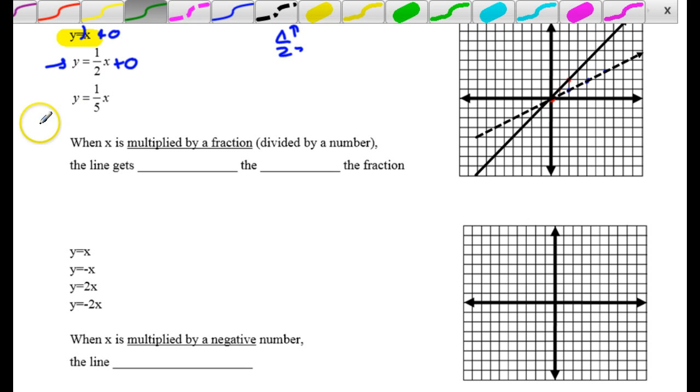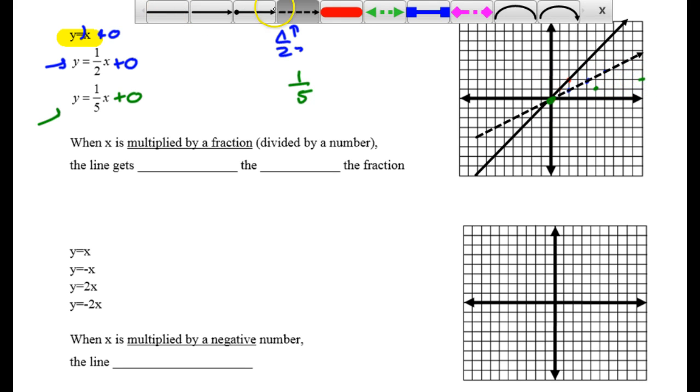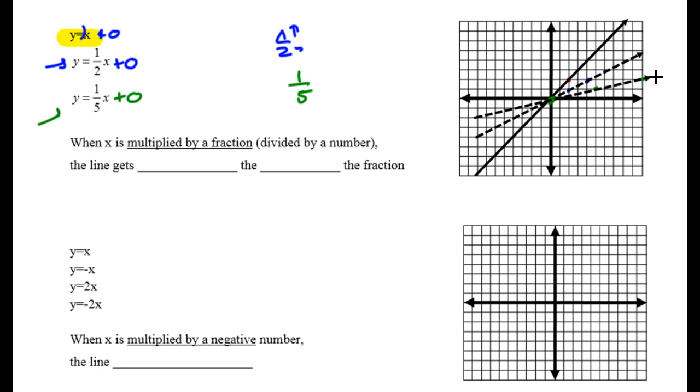Okay? The y-intercept hasn't changed, but now we're changing the slope. Alright, and let's look at one more. Now it's y equals 1/5 x. Still plus 0. Still the origin is the intercept, 0. But now it's up 1 over 5. Up 1, 1, 2, 3, 4, 5. Okay, so now when I graph this one, it's going to go like that.